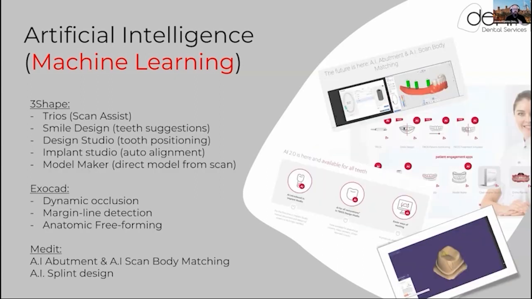But it's really cool to see what all these companies do nowadays with artificial intelligence. For example, 3Shape has, with the Trios and with the Unite, the scan assist. So you get better scans, better stitching. With Smile Design, they do teeth suggestions, Implant Studio, auto alignment. And the model maker is basically directly modeled from the scanner with just a couple of clicks. Very easy. In Exocad, you get dynamic occlusion, margin line detection, anatomic freeforming. And with Medit, we have artificial intelligence abutment and artificial intelligence scan body matching.